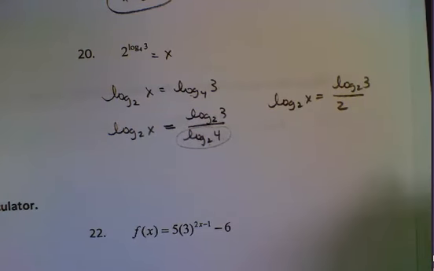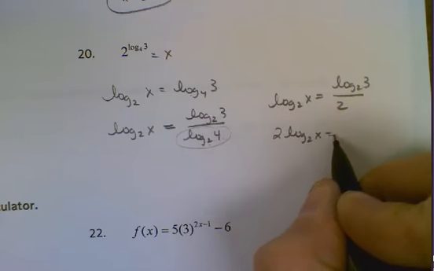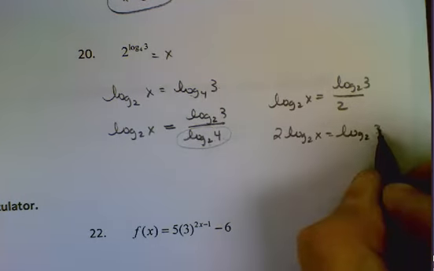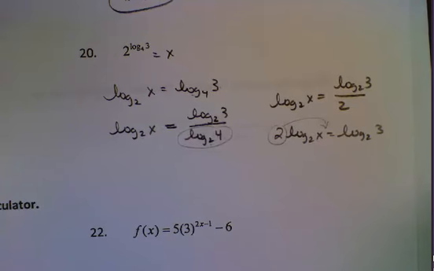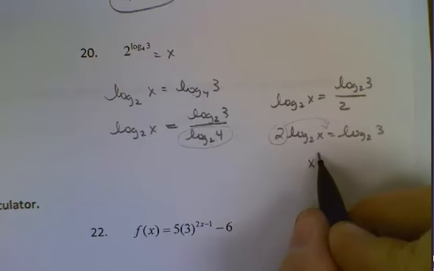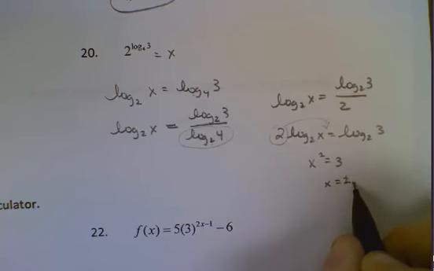I would probably get rid of that 2, so that becomes 2 log base 2 of x equals log base 2 of 3. The 2 can become an exponent, so I'm really going to have log base 2 of x squared equals log base 2 of 3. So that means those two things have to be equal. So x squared is going to have to equal 3. x is going to equal plus or minus square root of 3.